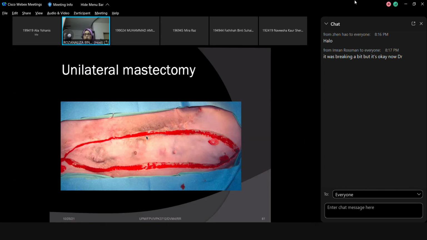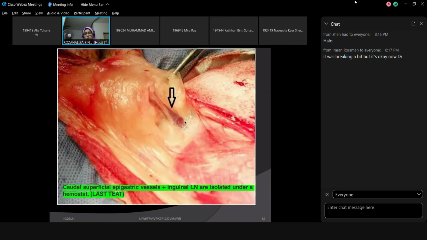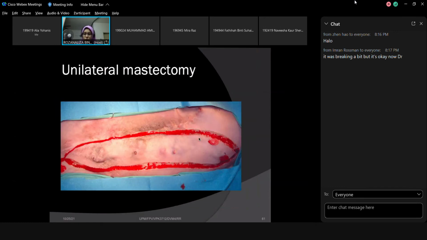The most important thing when you're doing your unilateral mastectomy is actually to remove the inguinal lymph node as well. In order to remove your inguinal lymph node, make sure you're able to identify your caudal superficial epigastric vessel. This is a very huge vessel. If you accidentally cut it without knowing you have this big vessel here, you probably end up with a severe hemorrhage.